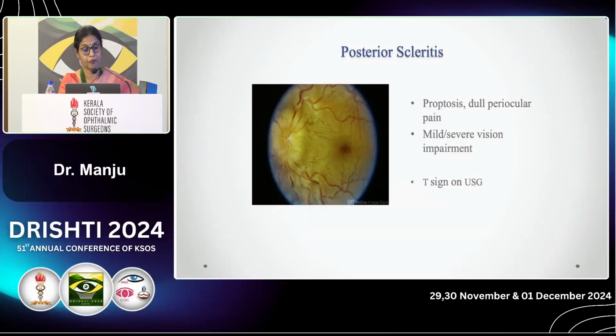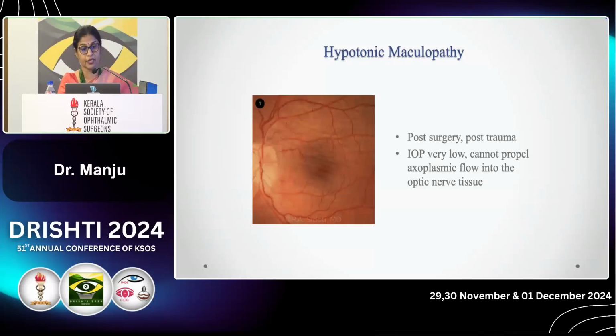Posterior scleritis, a patient presents with a dull, boring periocular pain and sometimes a mild visual loss. They have disc edema, macular edema, and choroidal folds, sometimes an exudative retinal detachment. Then hypotonic maculopathy, following surgery, especially the trabeculectomy, or it may be post-trauma. IOP can fall down to 4 to 5 millimeters, and there is a stasis of axoplasmic transport resulting in disc edema and folds.